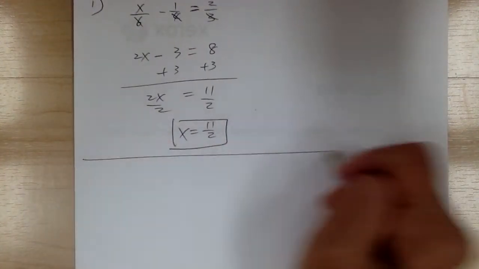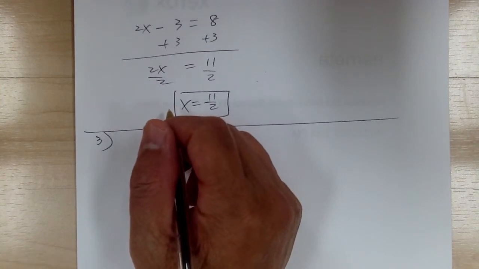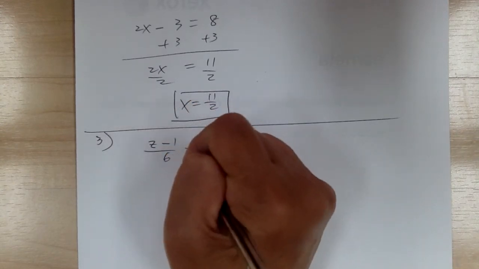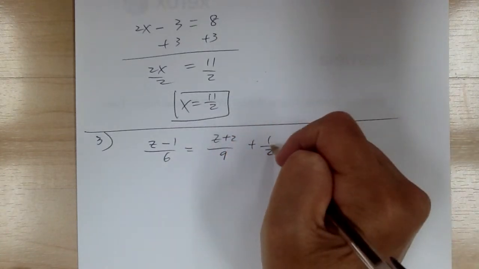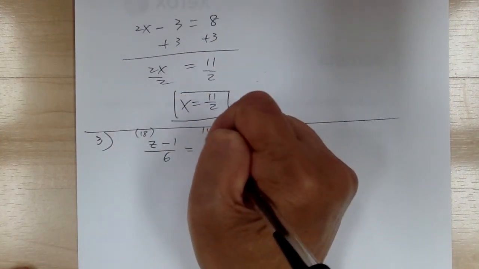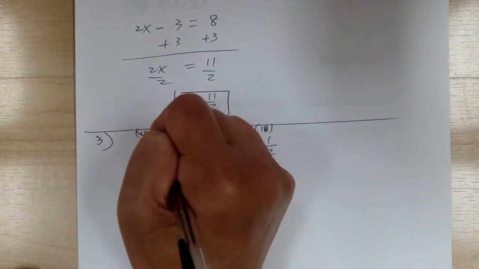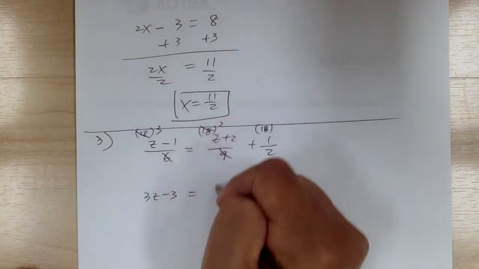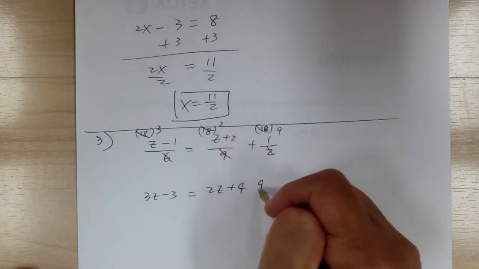Okay, let's go to number 3. You've got z minus 1 over 6 equal to z plus 2 over 9 plus 1 over 2. So your LCD is 18, so multiply by 18. So this cancels, you get 3. So multiply, you get 3z minus 3. This cancels, you get 2, so you go to 2z plus 4. This cancels, you get 9.